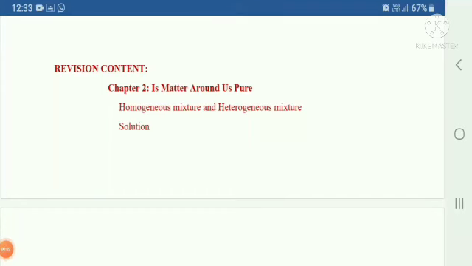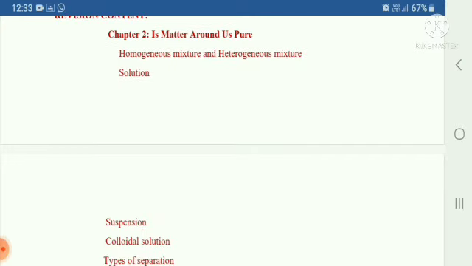Dear students, the revised content for the test, chapter 2 is Matter Around Us Pure. In this chapter we have learned 2 types of mixtures, that is homogeneous mixture and heterogeneous mixture, and also we have learned 3 types of solution, that is true solution, suspension and colloidal solution.